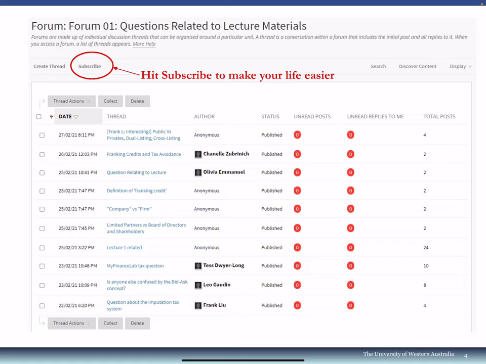And when you're creating a thread, make sure that you come up with a very self-explanatory title. So over here, you can see that it was like company versus firm. Very interesting title, very interesting question as well. And is anyone else confused by the bid-ask spread concept? Yeah, so something like that would be very helpful.